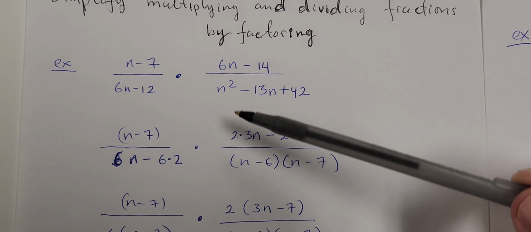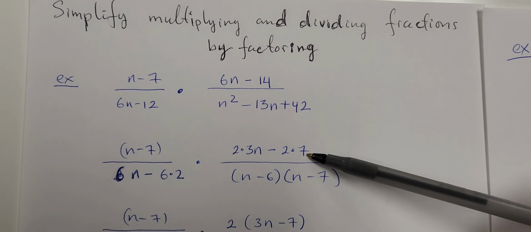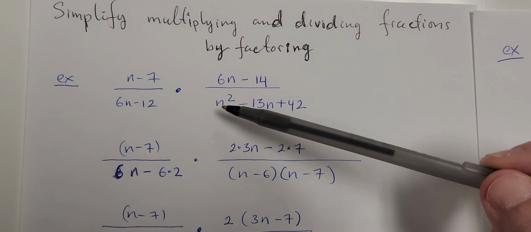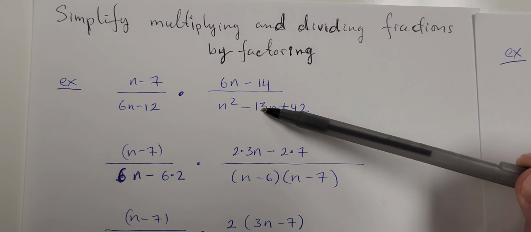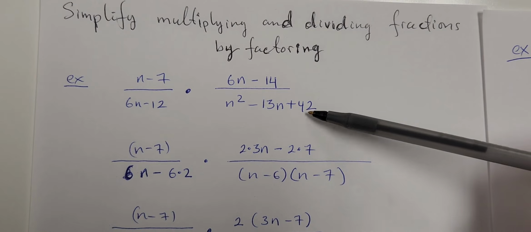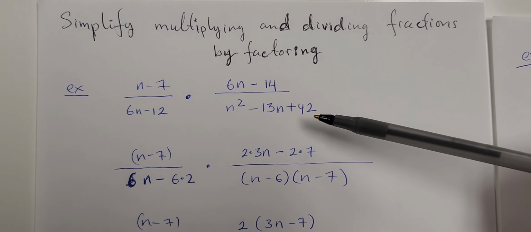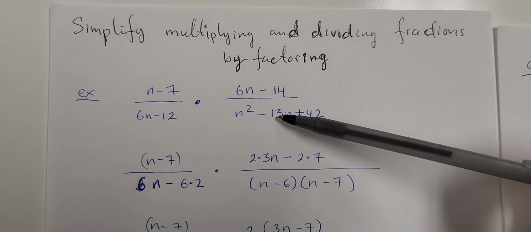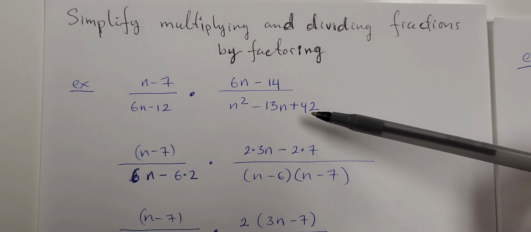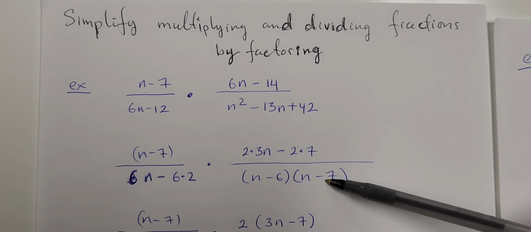So 6n is 2 times 3n, and then 14 is 2 times 7. Here I have 3 terms, 1, 2, 3. So this is your A, this is your B, and this is your C. Make sure you know how to do the X method using 1 term, 2 terms, and 3 terms. And this will become n minus 6, n minus 7.